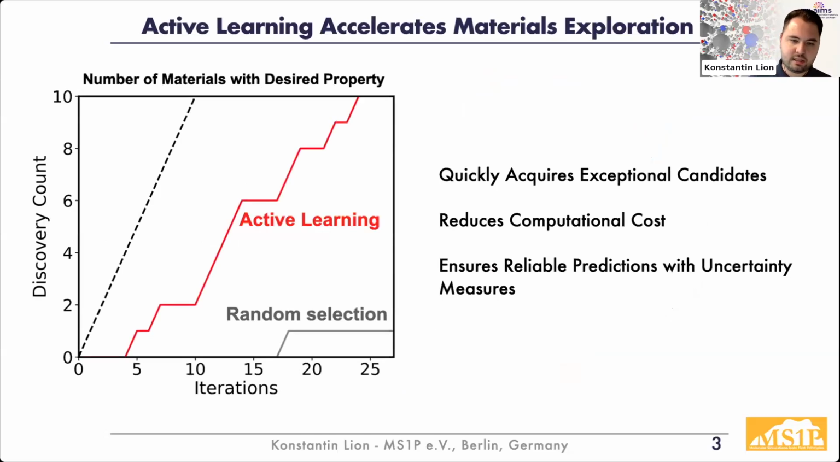Now, why active learning is interesting in this case is that you can quickly acquire exceptional candidates. This really means candidates with exceptional properties at much lower computational cost than if you would do just random selection. And this ensures reliable predictions through these uncertainty measures that I briefly mentioned before. So the idea here is in active learning, it's significantly cheaper to train the AI models, in our case, than actually running all the density functional theory calculations with FHI aims. So the faster we can acquire candidates, the more time we actually save in the long run. So that's really the idea of accelerating materials exploration.